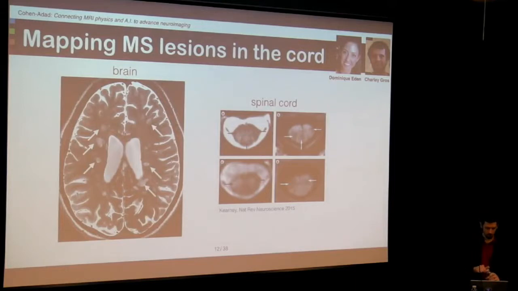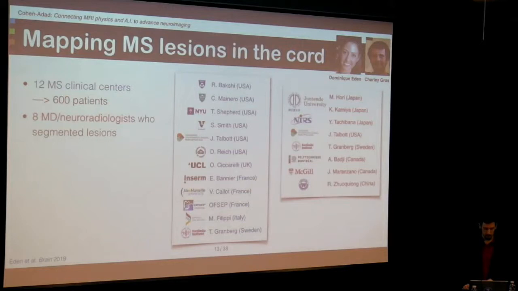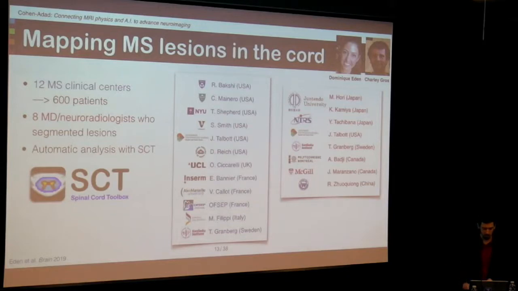So what you can see on the left is a brain scan from a 7T scanner showing clear white matter lesions in an MS patient, and similar lesions also happen in the spinal cord, but they have been much less described through MRI because it's usually difficult to get proper image quality in this part of the central nervous system. So the goal of this study was to do a comprehensive mapping of MS lesions across different MS centers in the world, who generously shared about 600 patients. And neuroradiologists segmented those lesions. And then the further analysis was done using software developed in our lab, the Spinal Cord Toolbox.